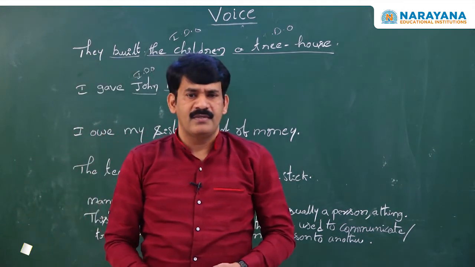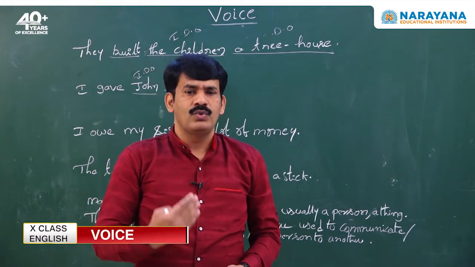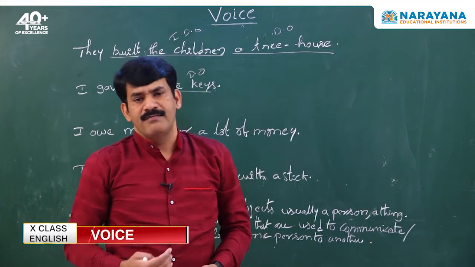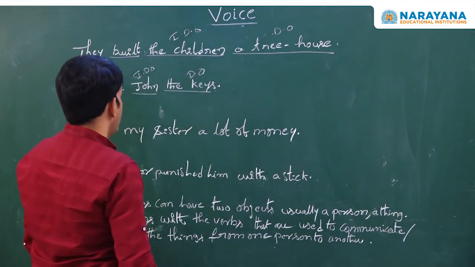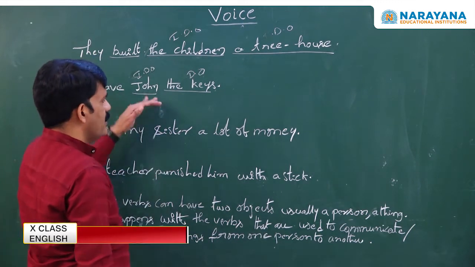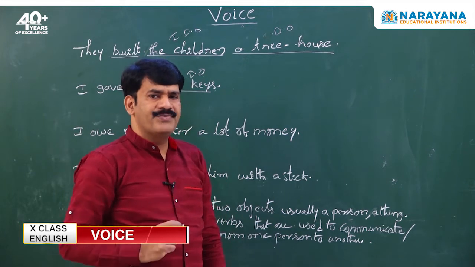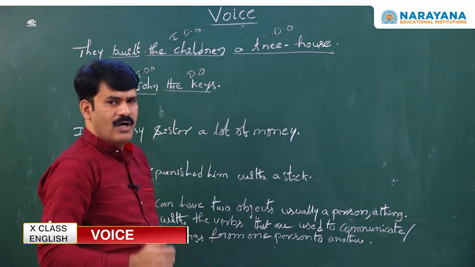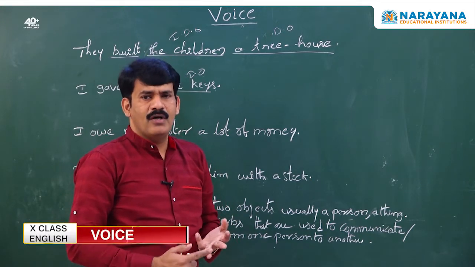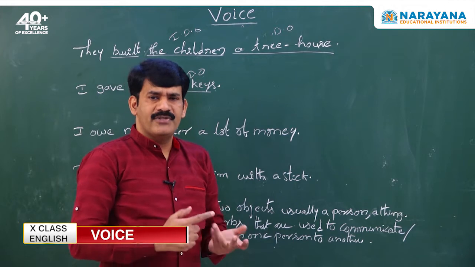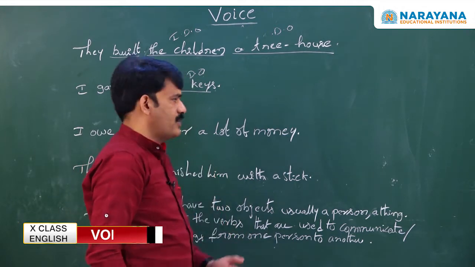In this class, we are going to learn how to convert the sentences with two objects. Most of the time, a verb takes two objects. When two objects are there, my dear children, before you start converting the sentence, identify what is the direct object and what is the indirect object. Direct objects are nothing but the things. Indirect objects are the people in the place of the object.